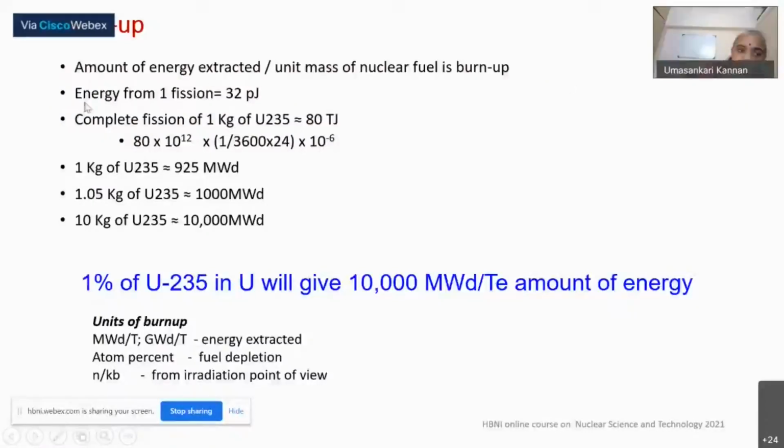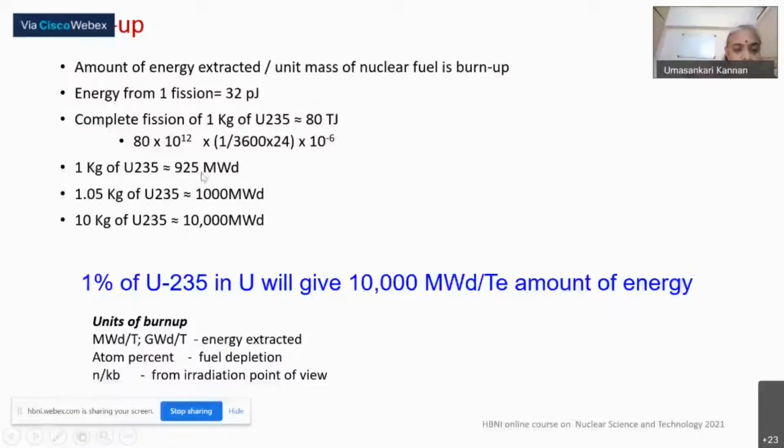Now, I had again told you in my first lecture, you have seen the presentations. I hope you have downloaded it from the Anuvidya site, I suppose. So you can see that the energy from one fission is 32 picojoules. So the complete fission of 1 kg of uranium-235 will give you 80 terajoules. That is 80 into 10 to the power of 12. You do the mathematics and divide by the seconds, then you will be getting 1 kg of uranium gives you, this is per day, you have 24 hours.